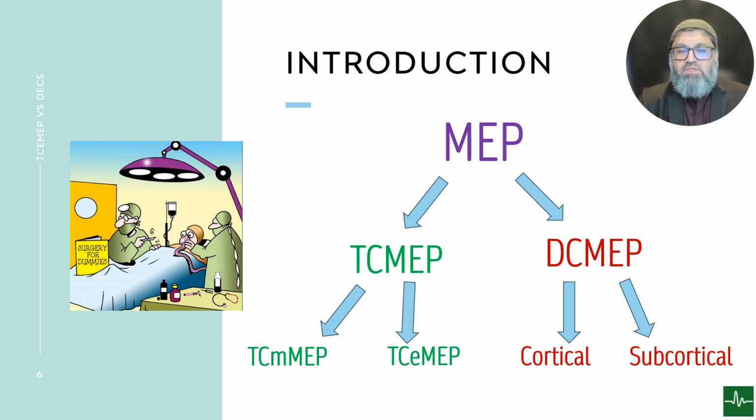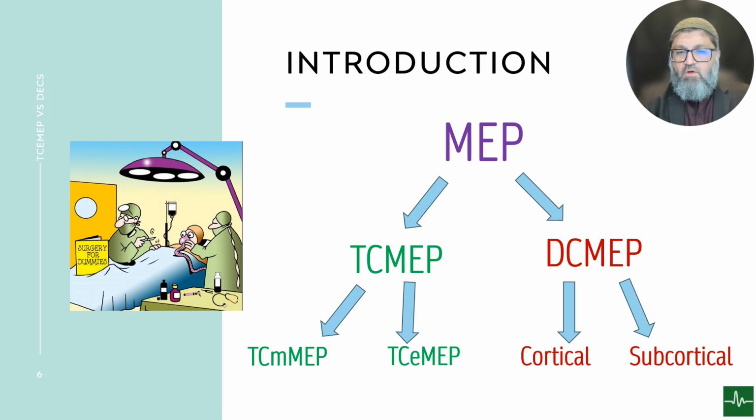So motor evoked potential can be broadly divided into transcranial motor evoked potential and direct cortical motor evoked potential. And transcranial motor evoked potential can be divided into transcranial magnetic motor evoked potential and transcranial electrical motor evoked potential. The direct cortical motor evoked potential can be done by direct cortical stimulation and subcortical stimulation.